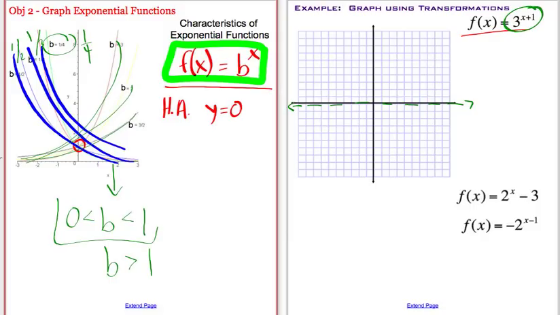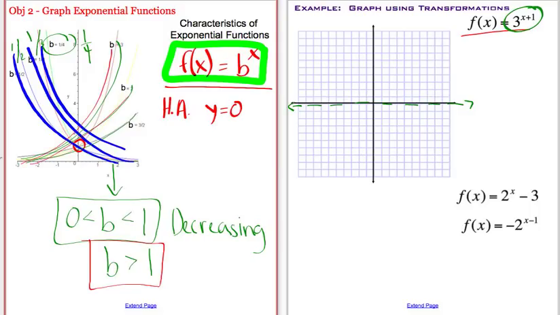So when b is between 0 and 1, it's going to be a decreasing function. It's going to slowly get smaller and smaller. These will be our decaying functions when we're talking about something decaying, and you'll see a lot of those. Maybe you remember the corpse problem from last year. When b is greater than 1, those were the functions that were going upwards. Those are increasing. Those are when b is greater than 1.